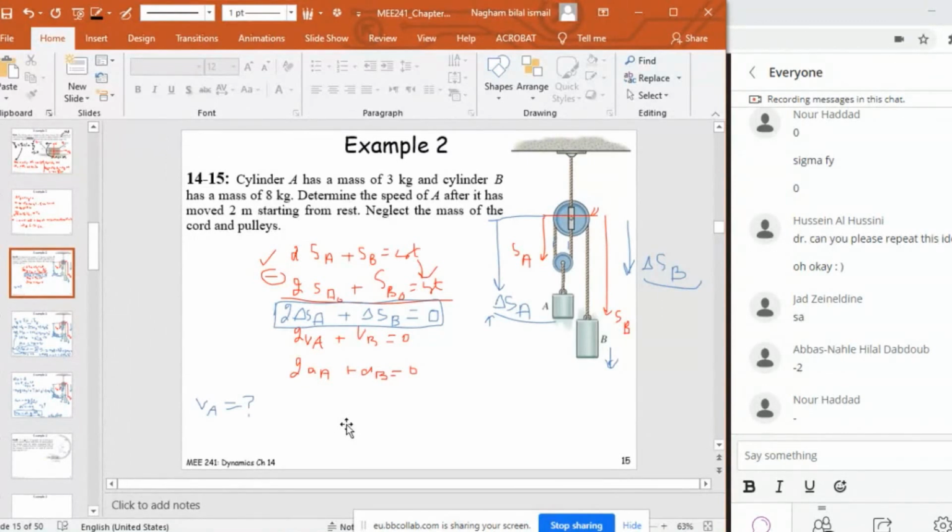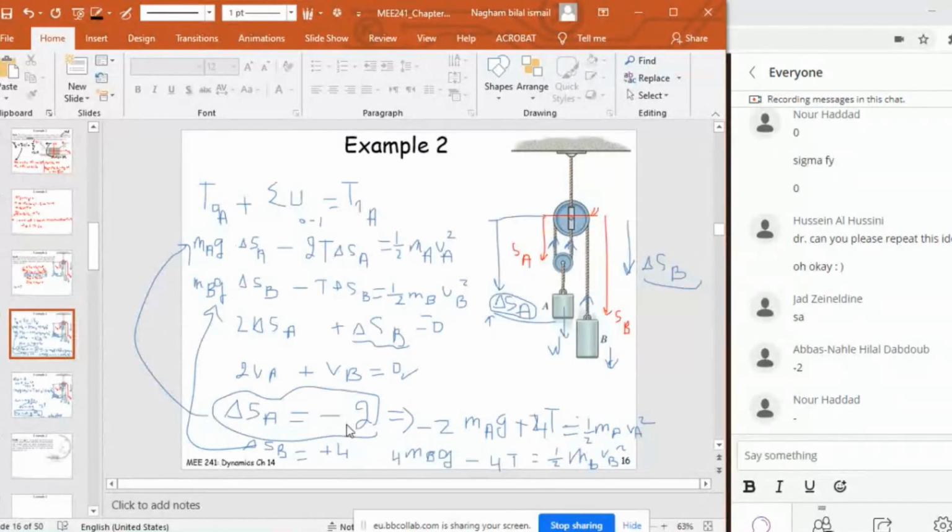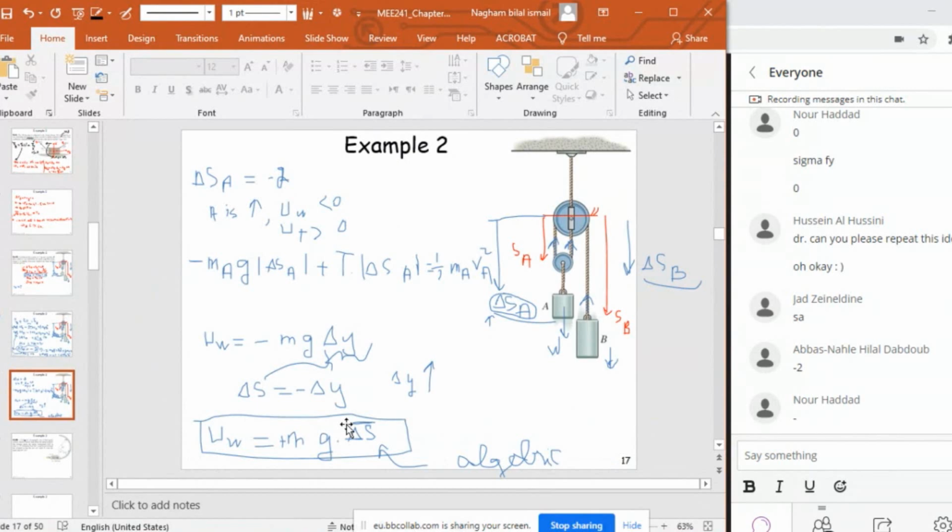So you can solve this problem either by taking the algebraic value of delta SA, and then in this case, since delta SA is assumed downward, you're going to assume that the work is plus MAG delta SA for A and plus MBG delta SB for B, while both of the work of tensions for A and B will be negative by using delta S in algebraic form. Or, since you know the motion of A and B, you can use the absolute value for delta SA and the absolute value for delta SB. But in this case, you have to know the sign of the work. So it's going to be negative for the weight of A, positive for the weight of B, positive for the tension of A, and negative for the tension of B, because you know the motion. All right?